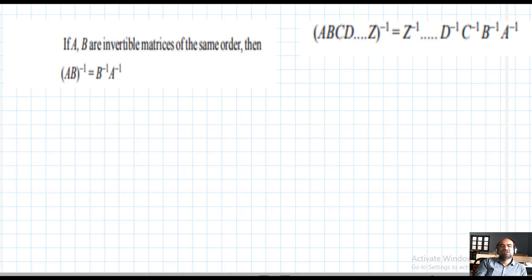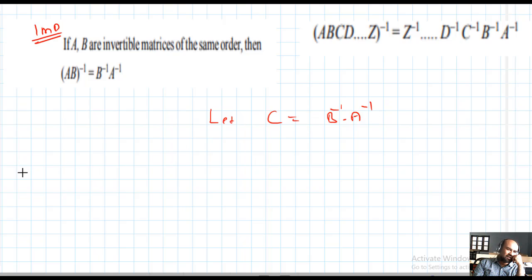Next important note, students, IMP I can say. If A and B are invertible matrices, meaning inverse exists, of the same order, then AB whole inverse equal to B inverse into A inverse. Should remember. Just like AB whole transpose equal to B transpose into A transpose. Okay, students, listen. First of all, let some matrix C equal to B inverse into A inverse.